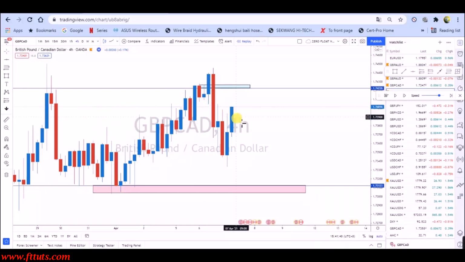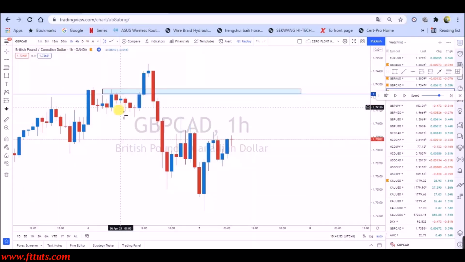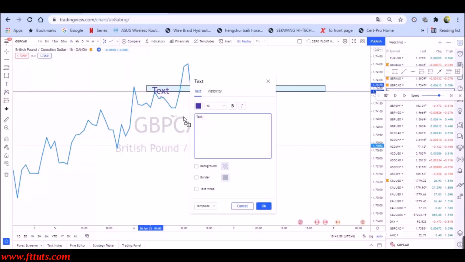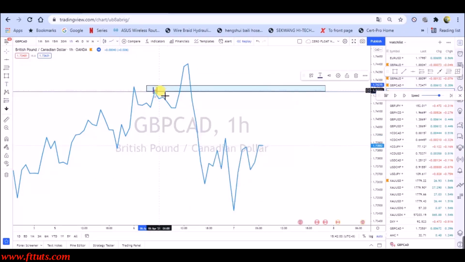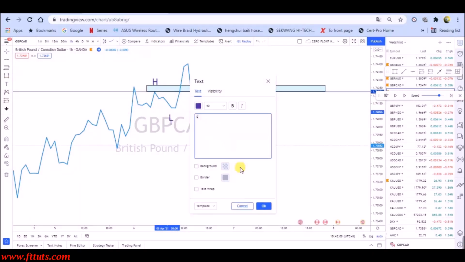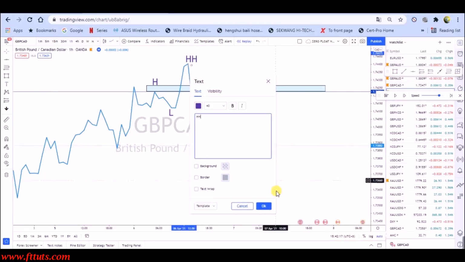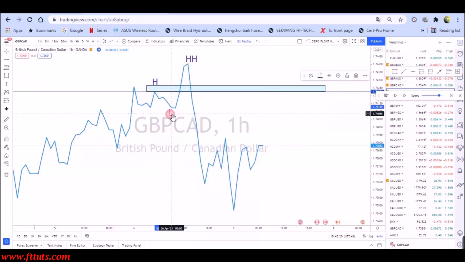What we should do now is we do not want the price to be a late retest. We want it to be a quick retest. So first we mark the structure. Change back to the line chart. Here we have the high. Okay. Then we have the low here. Then we have the higher high. And we have the lower low on this side here.